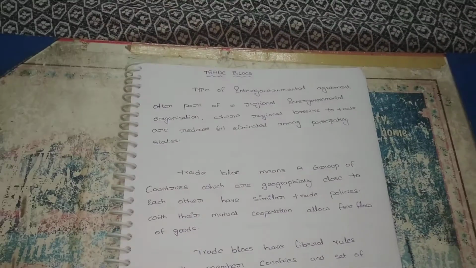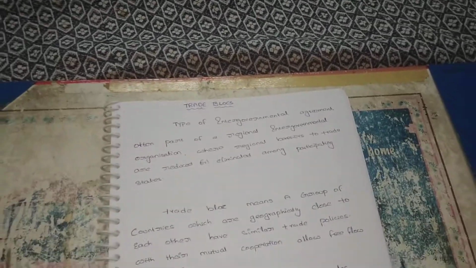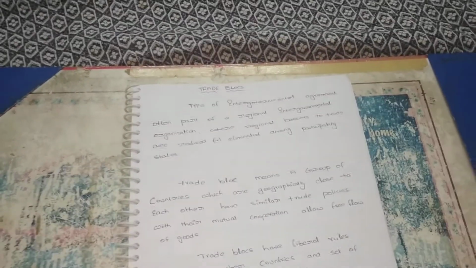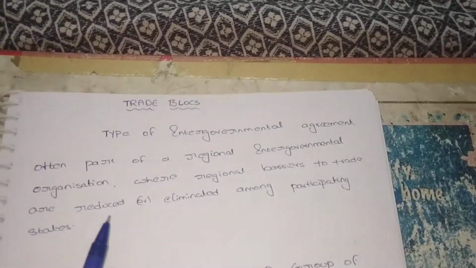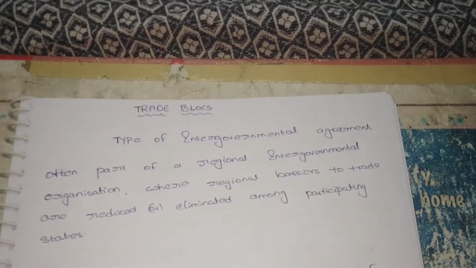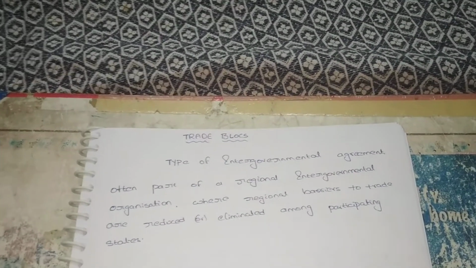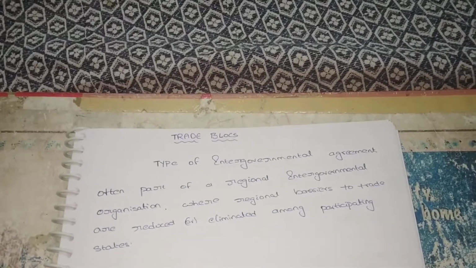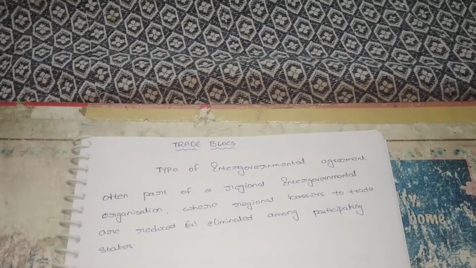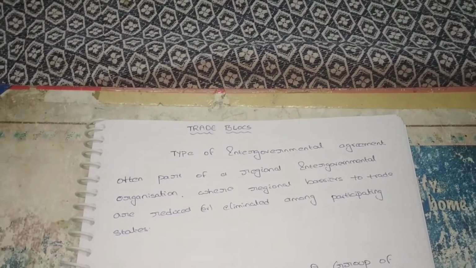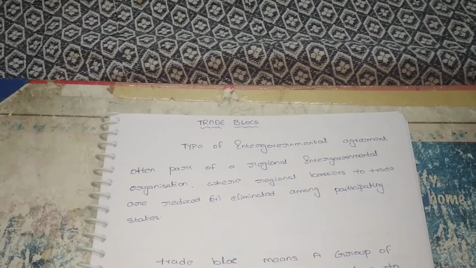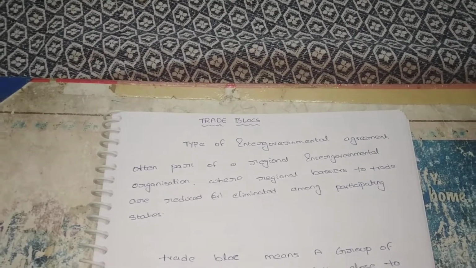I want to give a brief introduction to trade blocs: what is the meaning of a trade bloc, what are its objectives, and what are its advantages and disadvantages. A trade bloc means some countries come together and form a union, like five countries coming across and forming one regional cooperation.